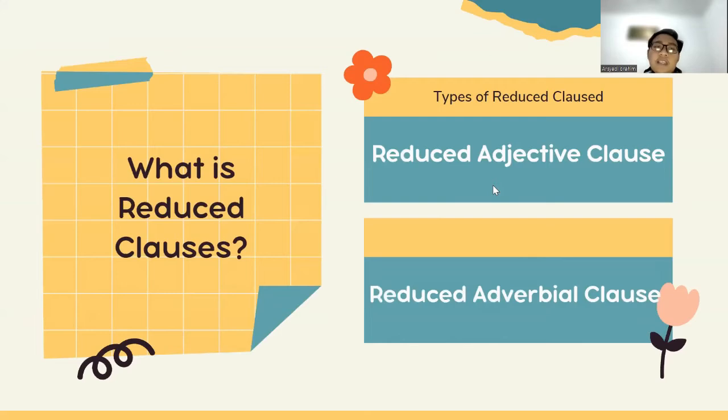So, what is the definition of reduced clauses? Reduced relative clauses refer to the shortening of a relative clause which modifies the subject of a sentence. Reduced relative clauses modify the subject and not the object of a sentence. And there are two types of reduced clauses. The first one is reduced adjective clauses, and the second is reduced adverbial clauses. But I won't tell the details about both of them. They will be explained by the authors.